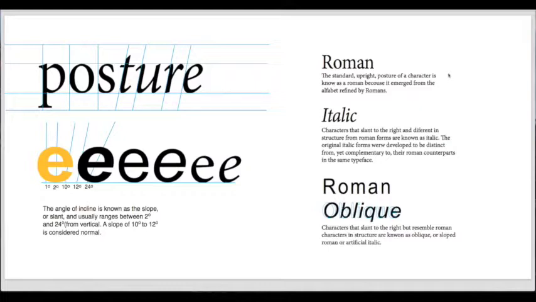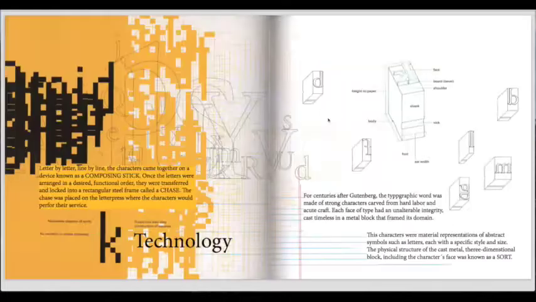Italic. Characters that lean to the right and are different in structure from Roman fonts are known as italic. The original italic fonts were developed as a distinct font complementary to the Roman counterparts in the same typeface. Roman oblique. Characters that lean to the right but resemble Roman characters in structure are known as oblique, also called slanted Roman or artificial italic.